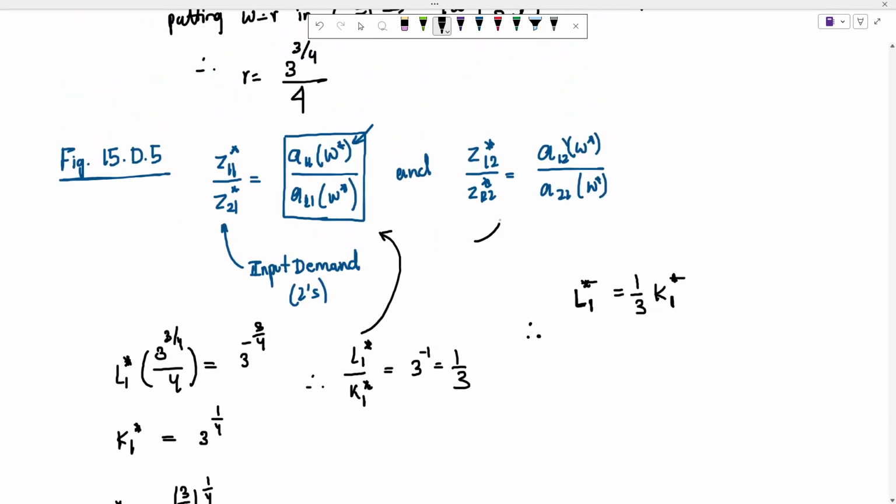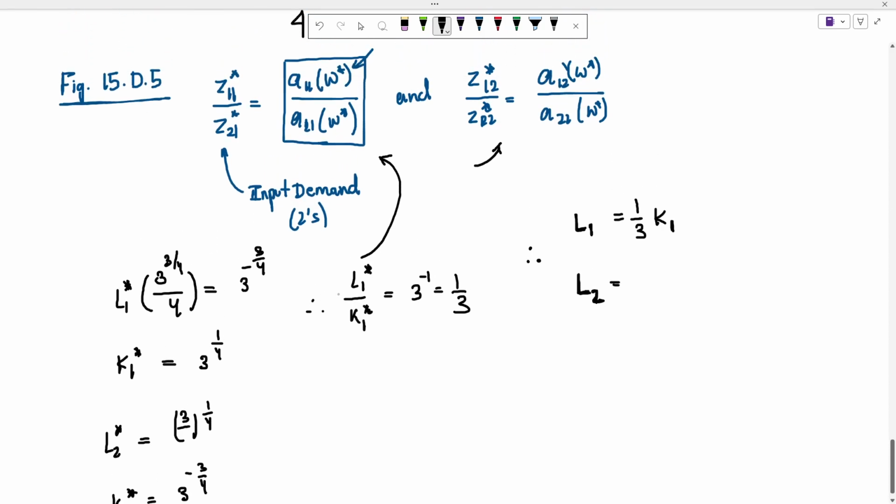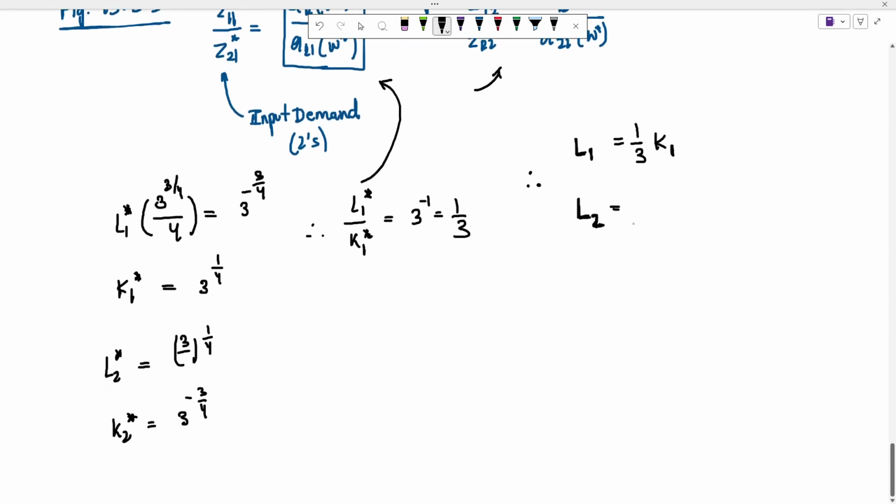And when we put it here, we essentially get that the labor that the second firm uses is L2 star, right? So it's just 1 by 4, so it's just 3 times K2. So we have these two conditions, and plus we have the market clearing condition.